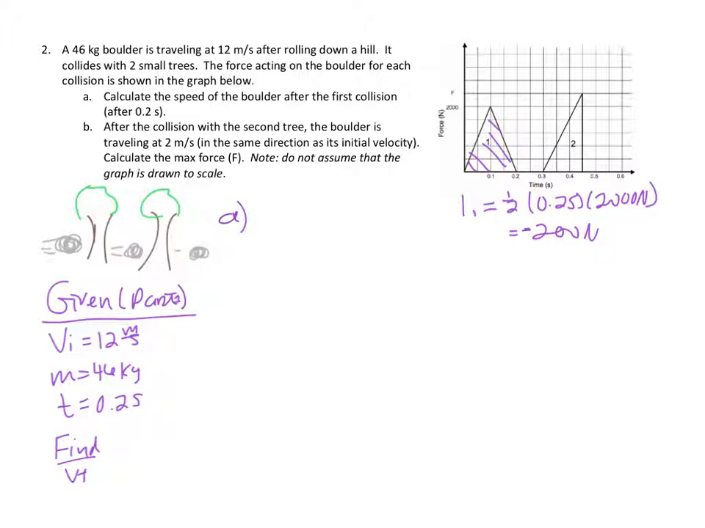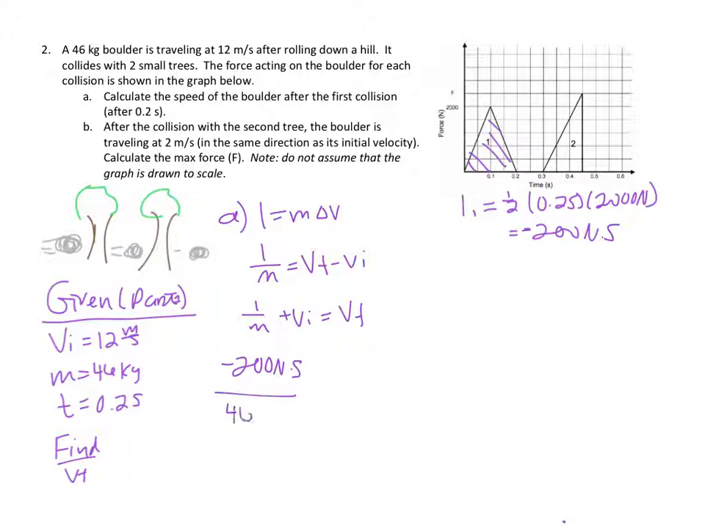So now for part A, we're looking for the speed after the first collision. We know that impulse equals m delta v. So impulse over mass equals v final minus v initial. Impulse over mass plus v initial equals my v final. This negative will matter because it'll mess you up if you don't put it in. My impulse is negative 200, this should be Newton seconds. Newton seconds over the mass of 46 kilograms plus 12 meters per second equaling v final.